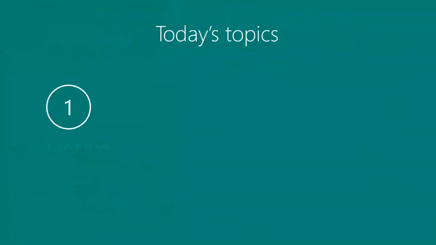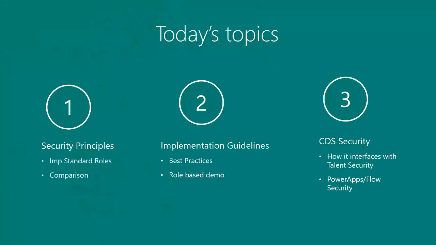Today we're going to discuss security principles, a bit of concepts related to the security model setup in Talent. As most of you have probably already had a brief overview of this model, we will be discussing a couple of important roles and a comparison of which role works best for what kind of situation. We will also discuss implementation guidelines, best practices, followed by a role-based demo on how you can change and modify roles, publish them, and then assign them to users, the end-to-end process scenario.